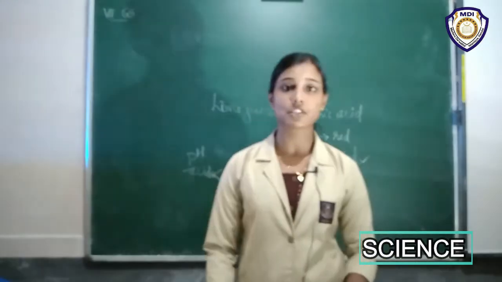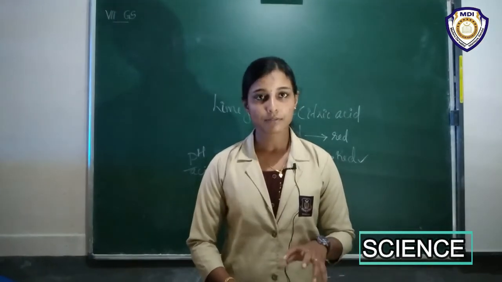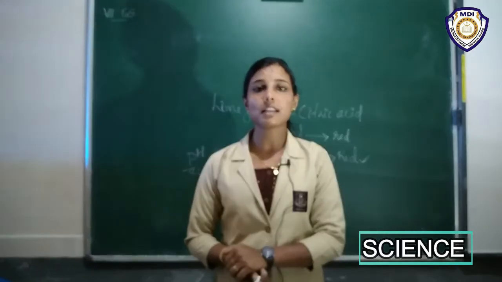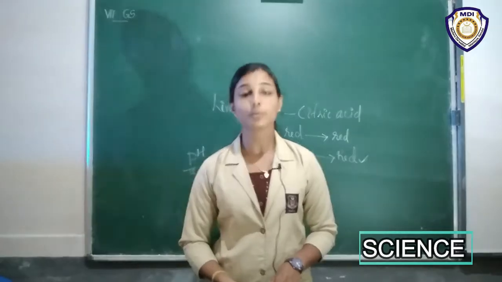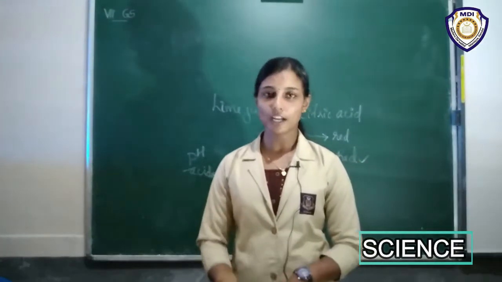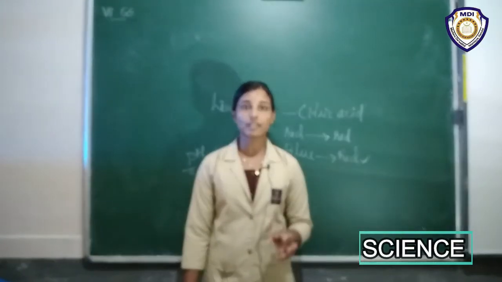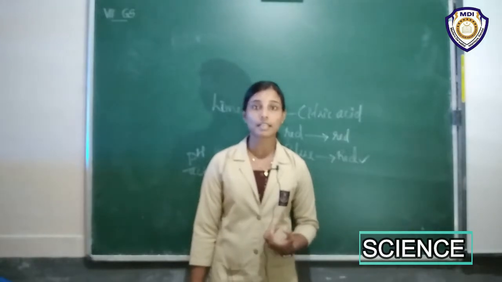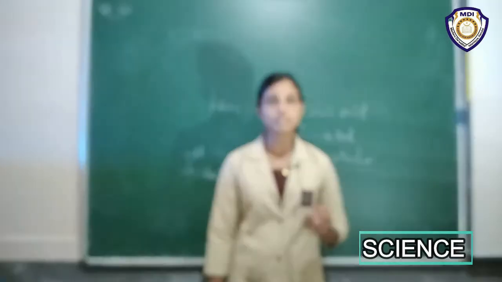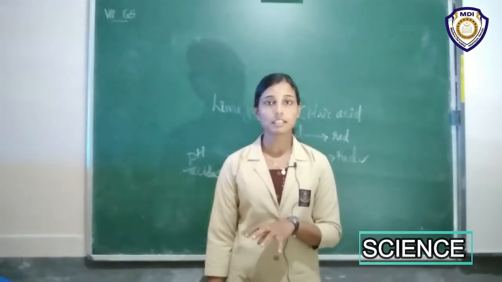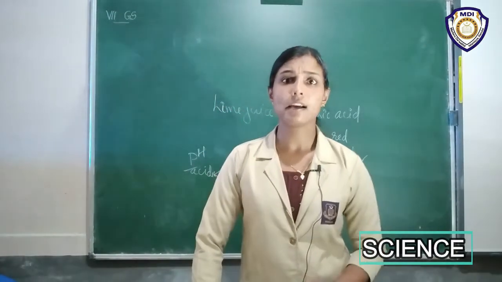Okay, so what will be the effect on red litmus paper? If the tap water is more acidic in nature, then red litmus paper remains the same. And what is the effect on blue litmus paper? Blue will change into red, right? So what is the inference? From these results we get the conclusion that tap water is acidic in nature. That means if the blue litmus paper changes its color into red, it is acidic in nature. Okay, so that will be the result.